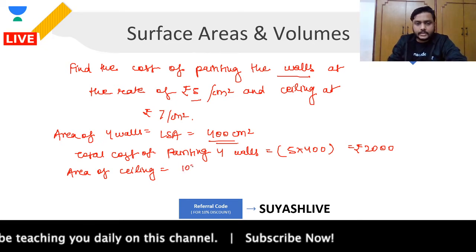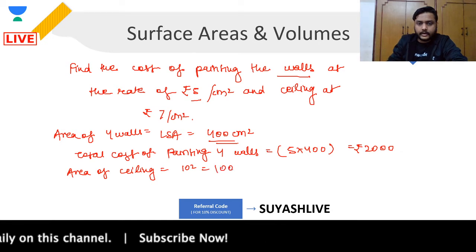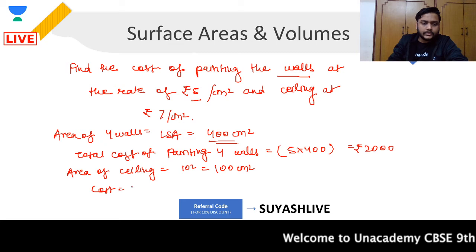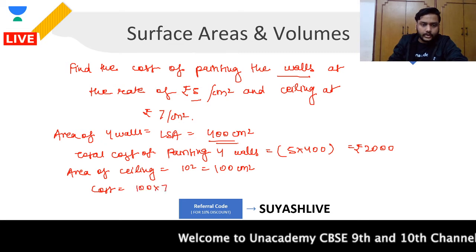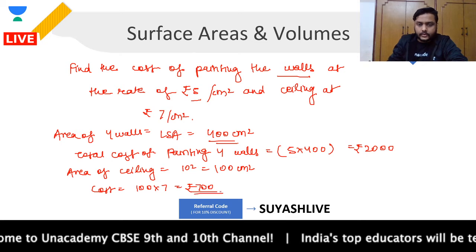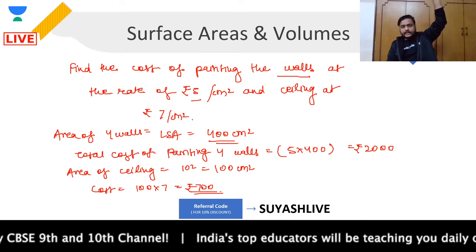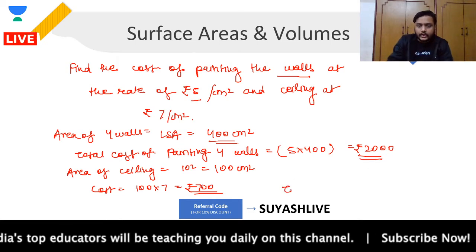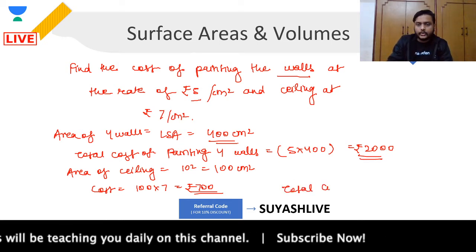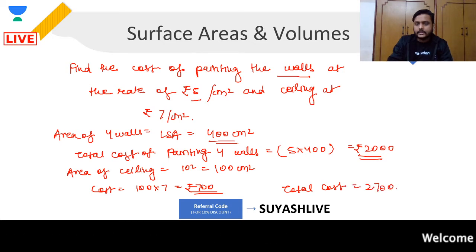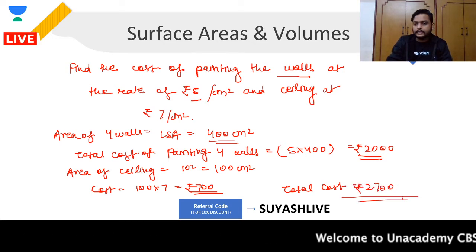Area of the ceiling is nothing but 10 square, that will be your 100 centimeter square. And now guys, cost will be what? Cost will be nothing but area into rate, that is equal to ₹700. So the cost of painting the ceiling is 700, the cost of painting 4 walls is 2,000. Total cost, if you want to find out, final cost will be coming out as 2,700 rupees. Are you clear with this, guys?